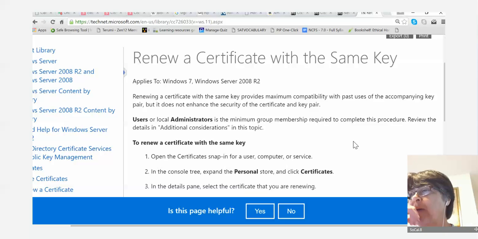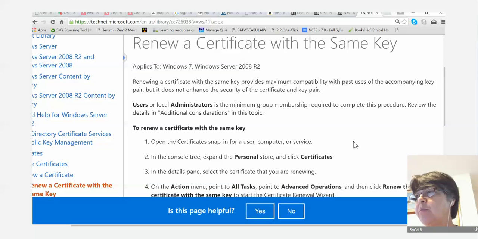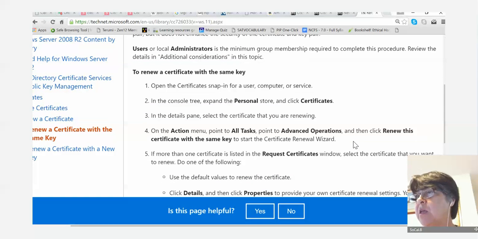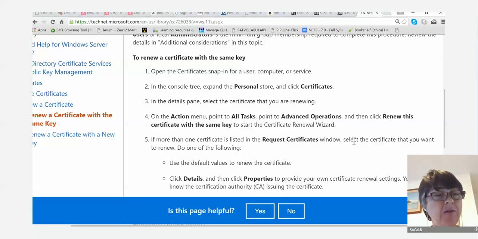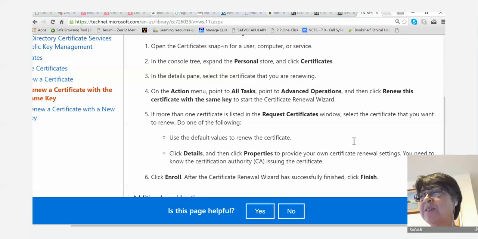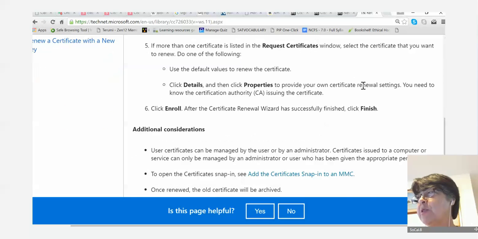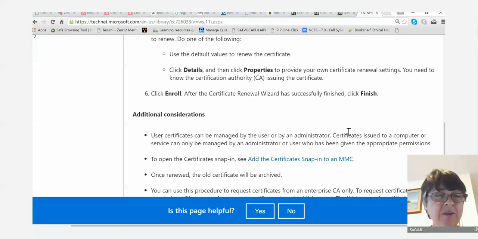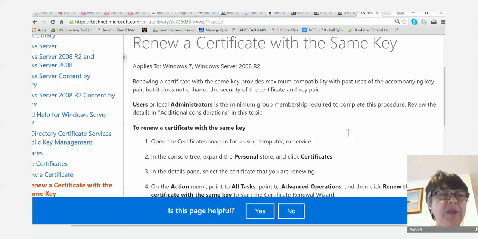Users or local admin is the minimum group membership required to complete this procedure. Review this in detail. In the certificate details pane, select the certificate you are renewing. On the action menu, point to all tasks and renew the certificate with the same key. There you go, Terry. There's that option. Wow, I didn't know that. I guess that's why I'm no longer an MCSE with the new servers. Okay. But that's an option, isn't it? Right? So very good. So that would be one option, Terry.